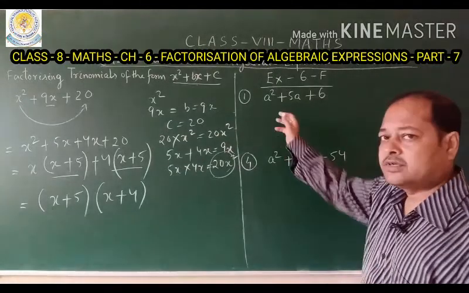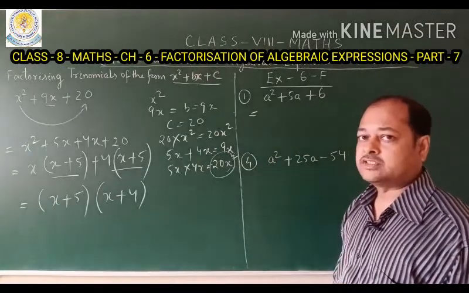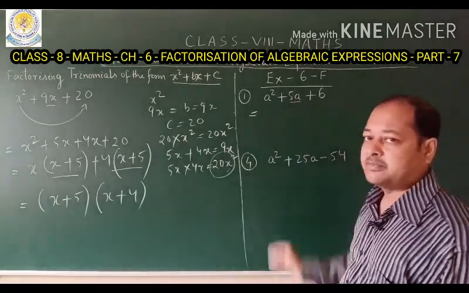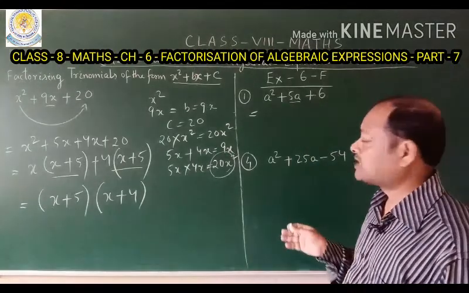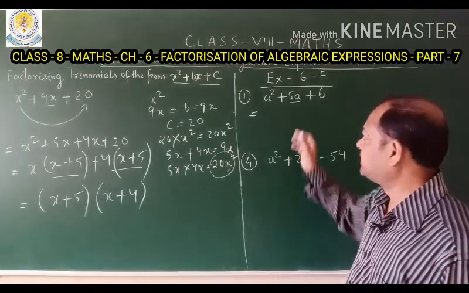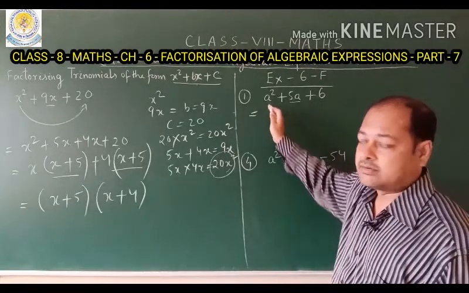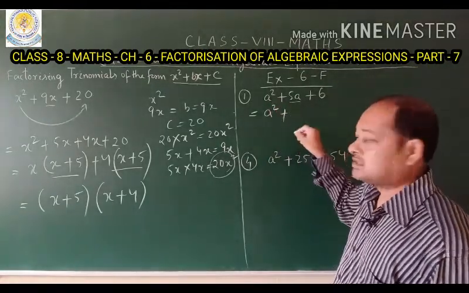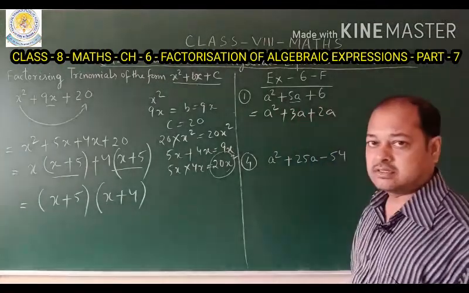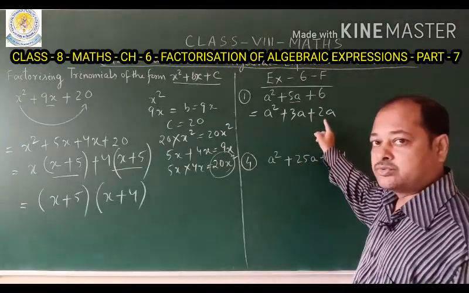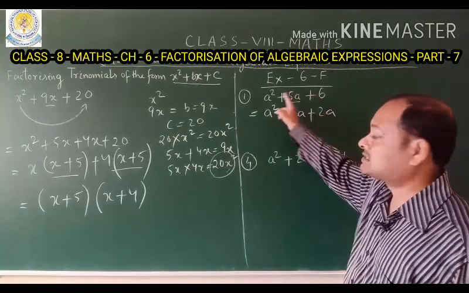Our first question is a square plus 5a plus 6. The first step is how to break this 5a. We have to think of two terms so that if you add these two terms you will get 5a, and if you multiply these two terms you will get 6a square. Definitely the terms are 3a and 2a. If you add 3a plus 2a we get 5a, and if you multiply these two terms we get 6a square.